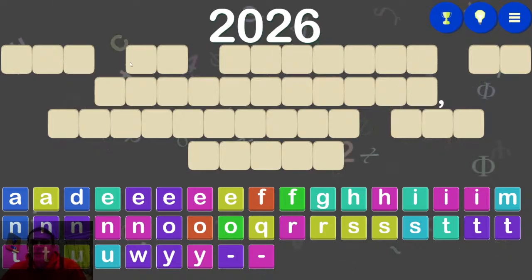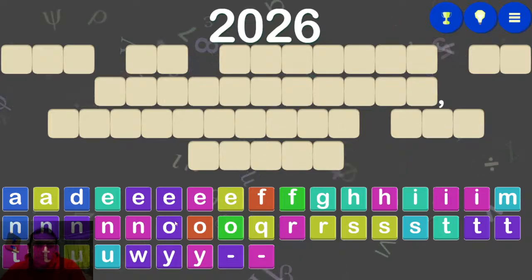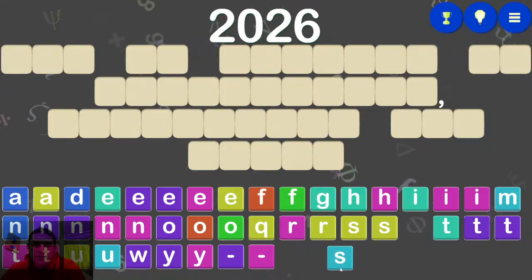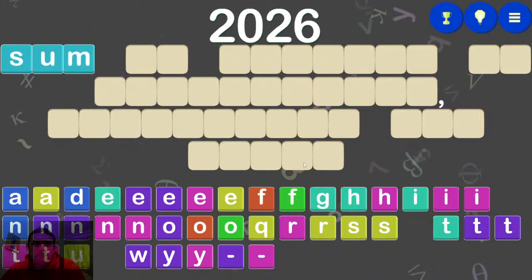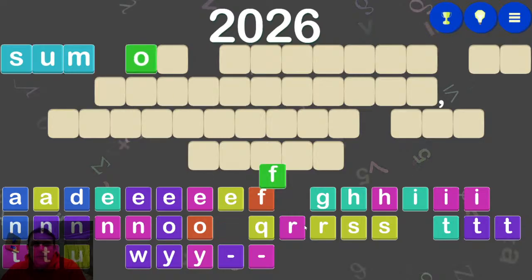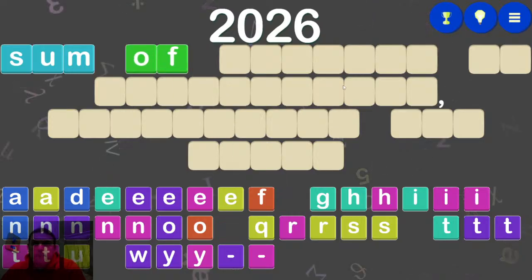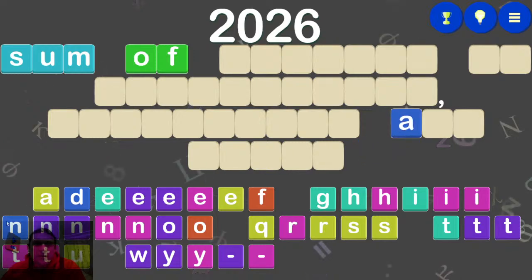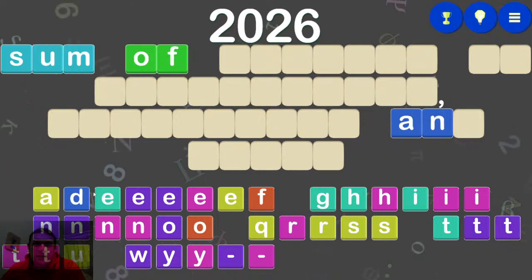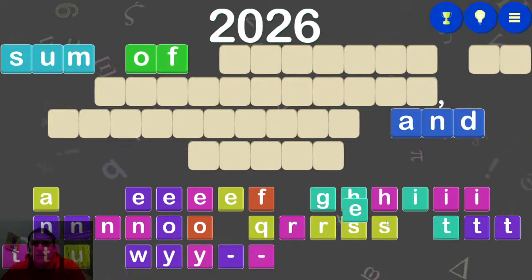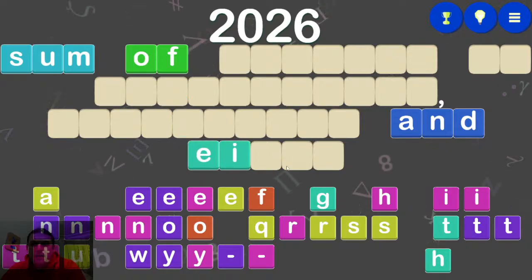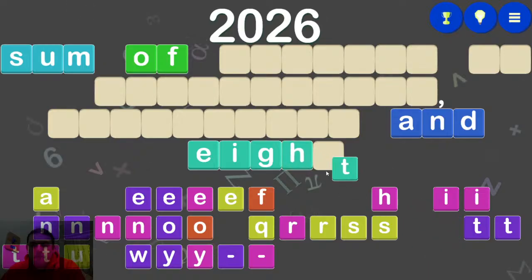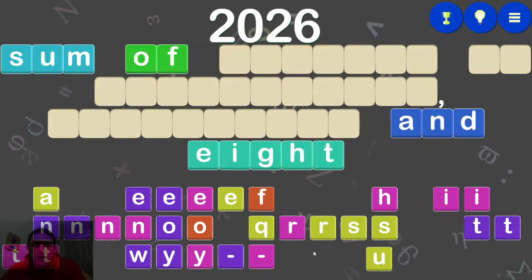So we have 2026 and we have 1, 2, 3, 4, 5, 6, 7, 8 words. Let's try to drag letters to the words. Yeah, of course, this is the word some. If some, there must be of. Yeah, some of. Something, something. Here is the word and, of course. So these letters form 8. Yeah, so 8. So what are the other letters?